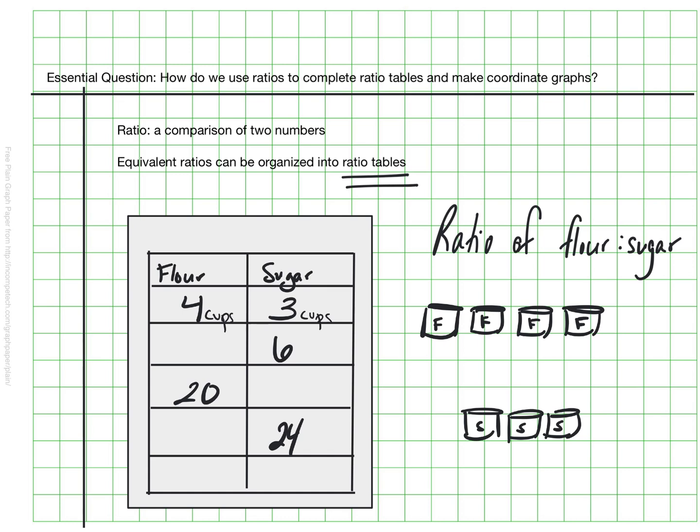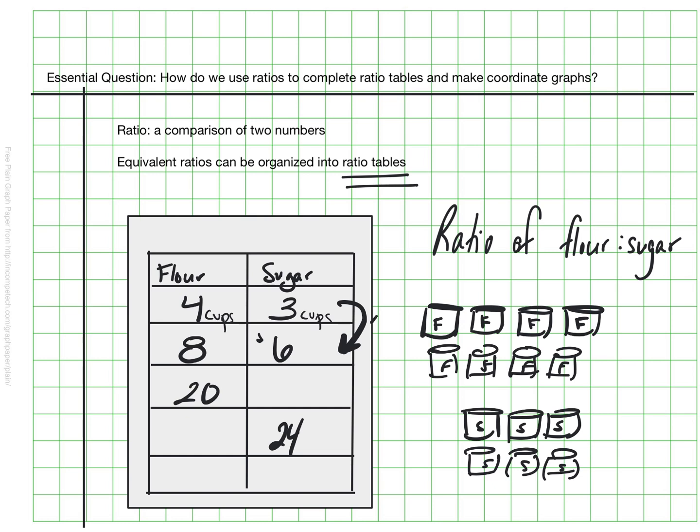If, for example, we know that there are 6 cups of sugar, like we see here, we'd say, well, I've doubled the amount of sugar. I therefore need to double the amount of flour to keep it equivalent. So I must have 8 cups of flour. What mathematically we're doing with our table is saying, well, this I doubled, so I'm also going to double the amount of flour to keep it the same ratio.